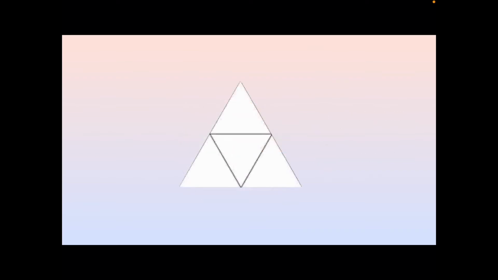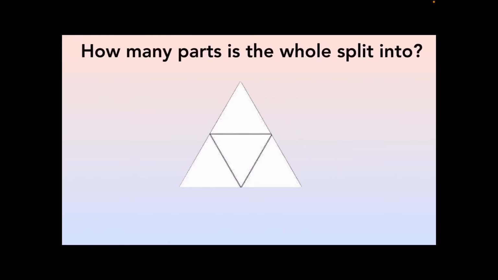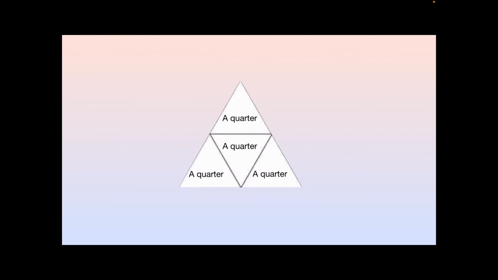In this example our whole is a triangle, and we can ask how many parts the triangle, or the whole, is split into. We can see 1, 2, 3, 4 equal parts. So each equal part in this case is called a quarter. And we can write that in fraction form.